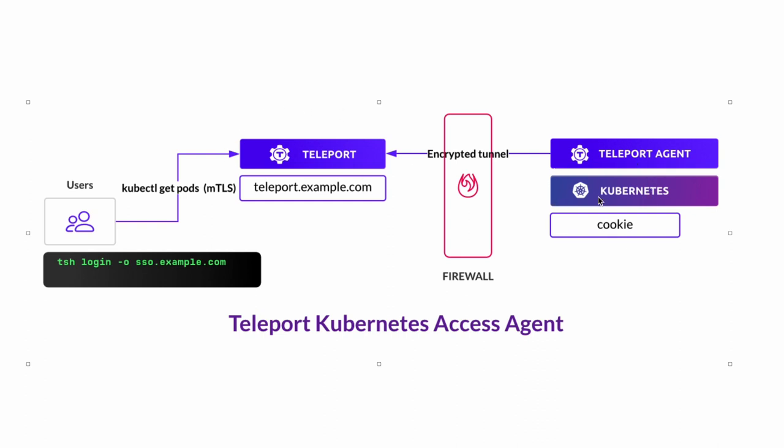The Kubernetes cluster runs this Teleport agent and has an encrypted tunnel back to the Teleport proxy. And you can even put a firewall there for more protection. So that's the section on secure access and the demo of Teleport. Let's move on to number 5.